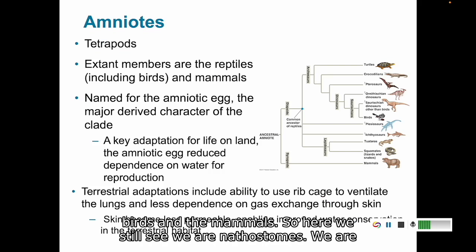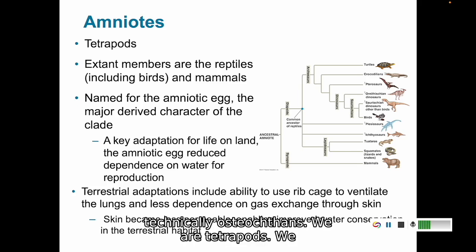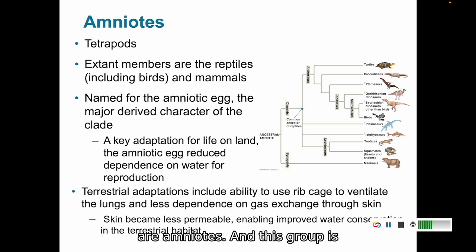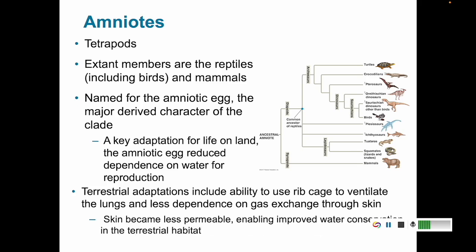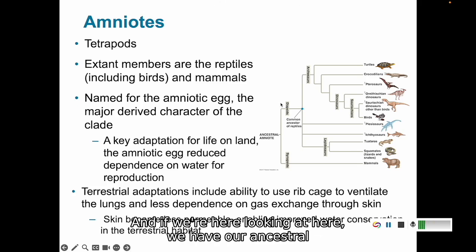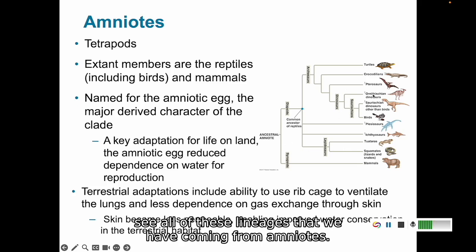So here we still see we are gnathostomes, we are technically osteichthyans, we are tetrapods, we are amniotes. And this group is named after their amniotic egg, which is a major derived character of the clade. Here we have our ancestral amniote, and you can see all of these lineages that we have coming from amniotes.